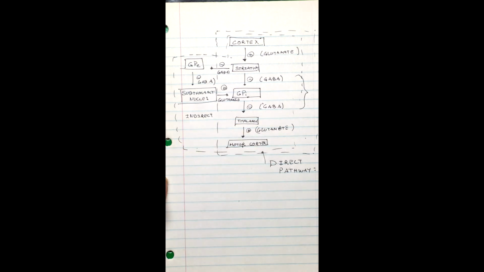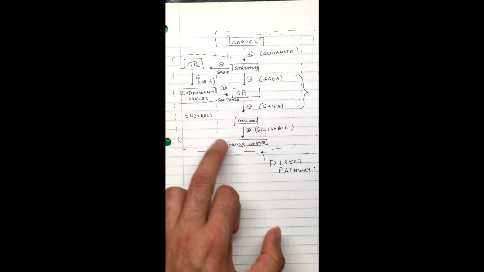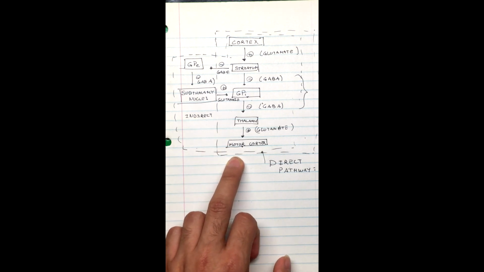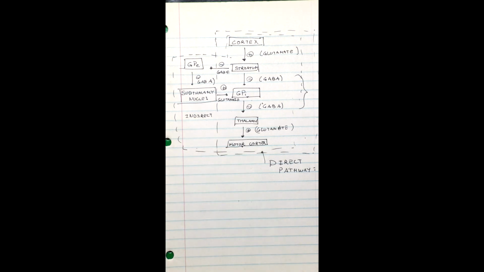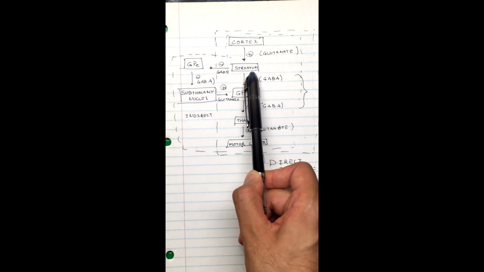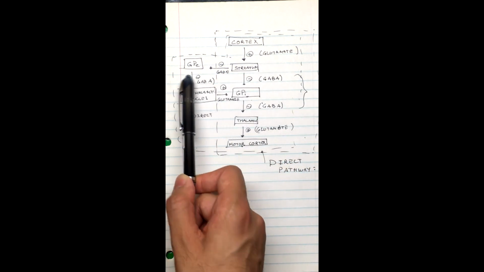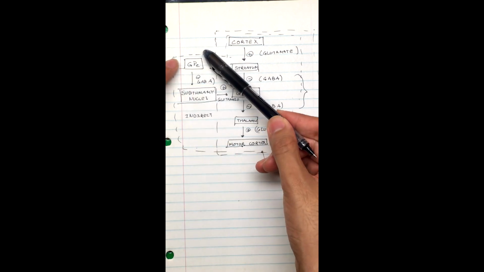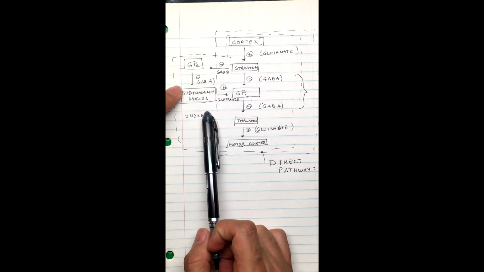Let's just go over the indirect pathway just one last time. So we know ultimately the indirect pathway is going to decrease motor cortex activity because we're selecting against the behaviors that we don't want to perform. So the cortex is going to be activated, is going to activate this striatum or excite it. In that sense, when that's excited, it's going to inhibit the GPE, which is going to inhibit the subthalamic nuclei.